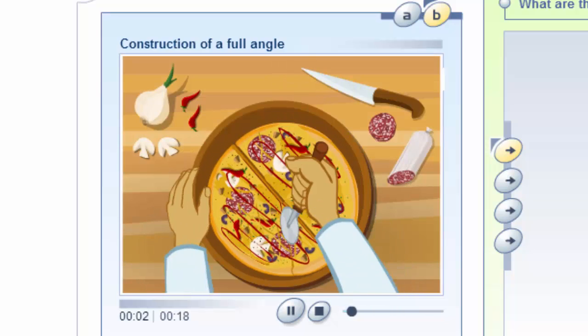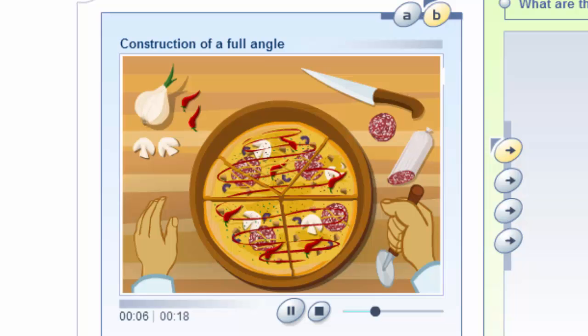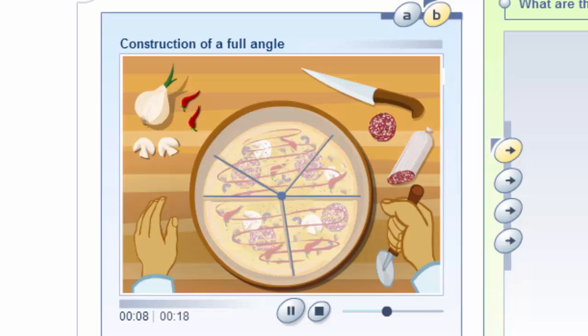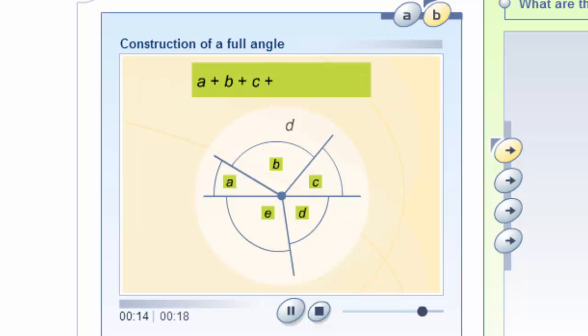A cook has cut a pizza into 5 pieces. These pieces form 5 angles round a point. Their sum equals 360 degrees.